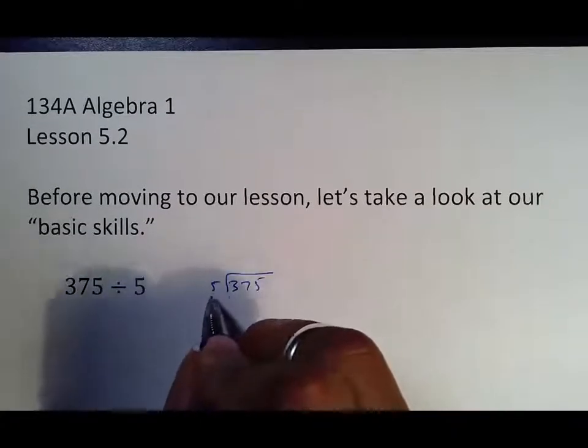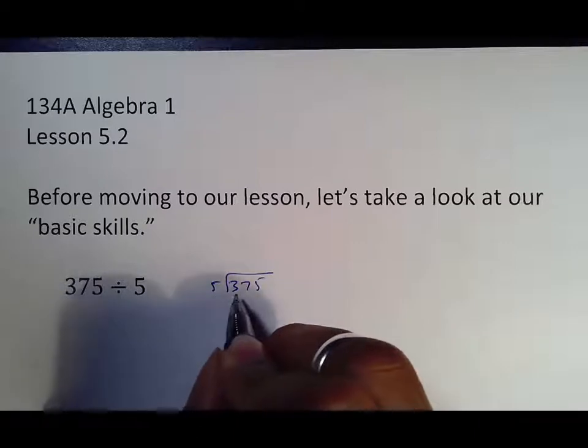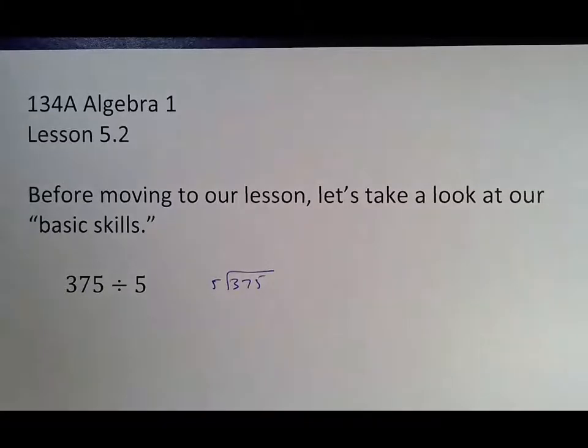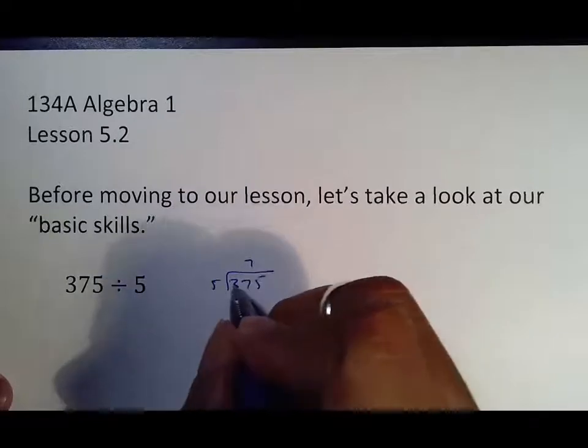You then ask yourself, does 5 go into 3, which it doesn't? Then you ask yourself, how many times 5 goes into the next part, which is 37. Again, counting by 5s, 5, 10, 15, 20, 25, 30, 35, 40. Well, 35 was 7 times. Again, check that for yourself.